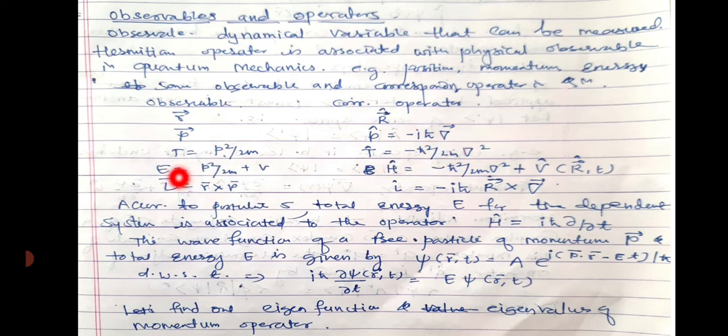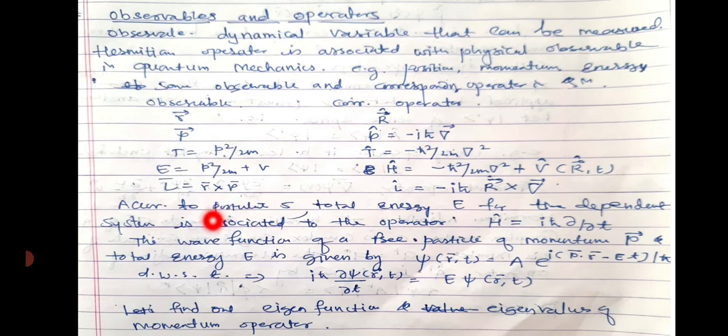Then total energy E is the addition of kinetic energy and potential energy. Similarly, in quantum mechanics, there is a Hamiltonian. The Hamiltonian is the addition of kinetic energy, which is minus h cross square by twice m del square, plus V, which is the potential energy, a function of r and t. Then angular momentum, which is r cross p, is the observable, and the operator corresponding to angular momentum is minus i h cross r cross del.